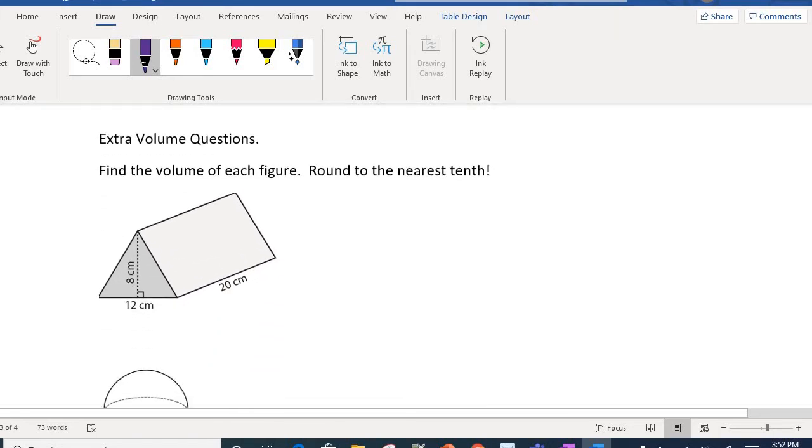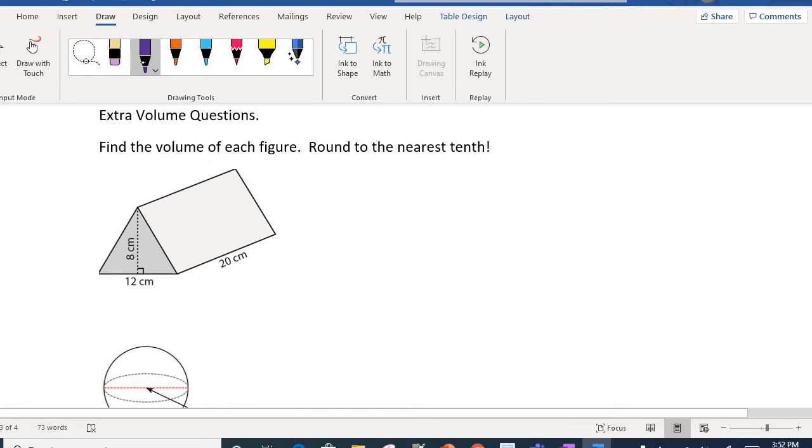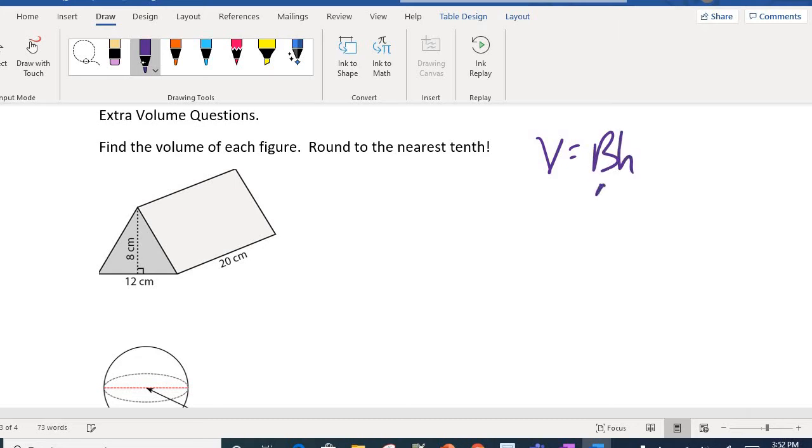So here are some extra volume questions for you. Find the volume of each figure. Again, please remember the general formula of volume is capital BH, where B is the area of the base. In a lot of ways, the first one we already just did. Find the area of the base. The base is the triangle.